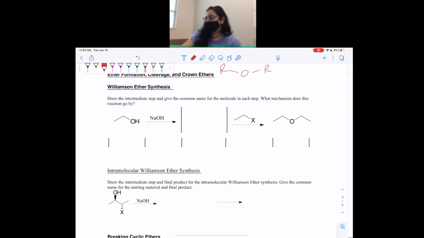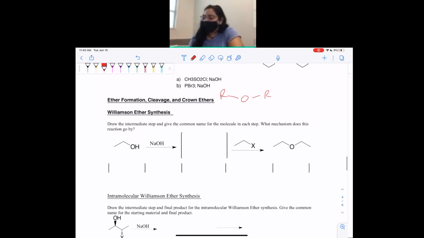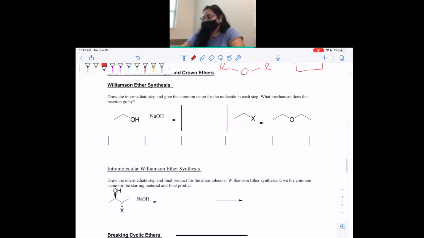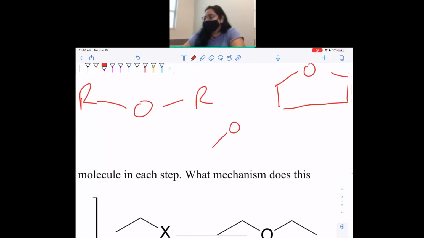So this is a general structure, I guess, of an ether. And ethers can be cyclic, so it could be something like this, right? The two R groups are attached in a ring. And specifically, if we have a three-membered ring, a three-membered cyclic ether is an epoxide.